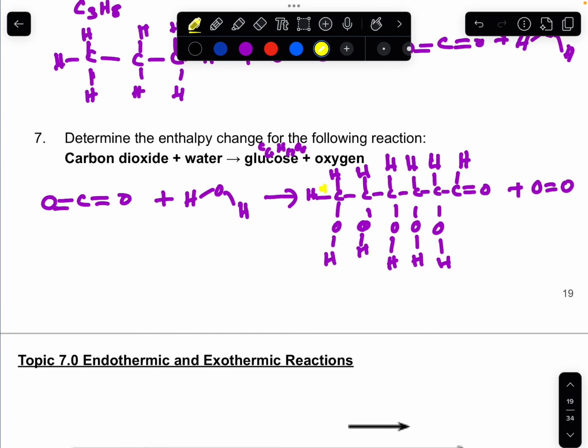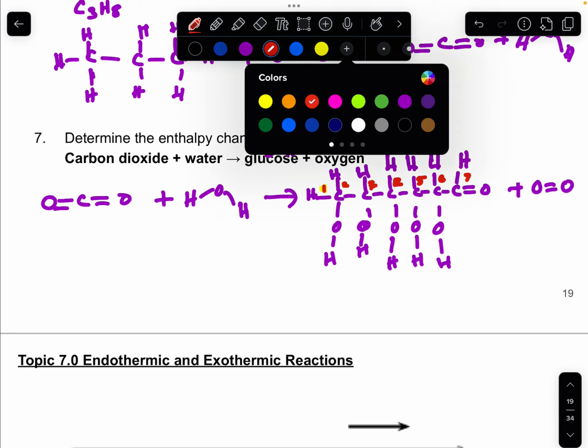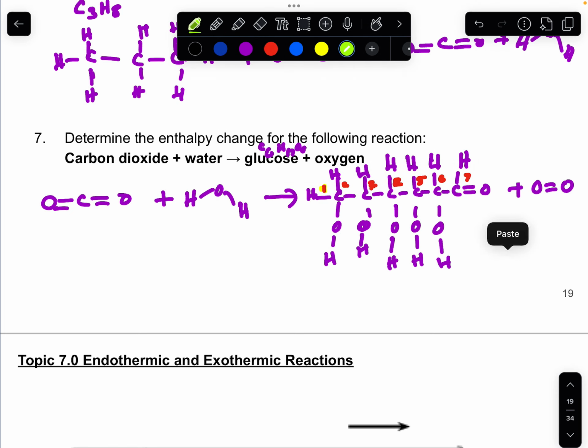how many CH? 1, 2, 3, 4, 5, 6, 7 CH bonds are there. Okay, and how many CC bonds? Okay, so CC bonds are 1, 2, 3, 4, 5 CC bonds.